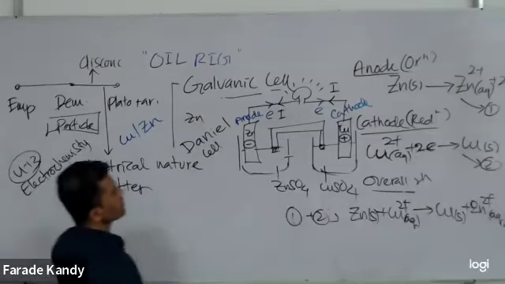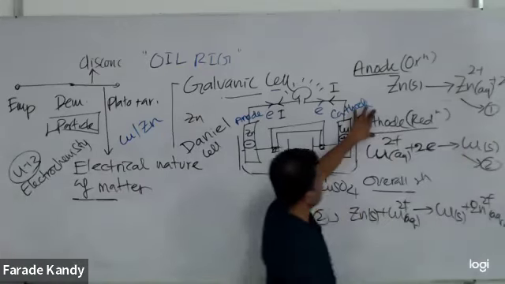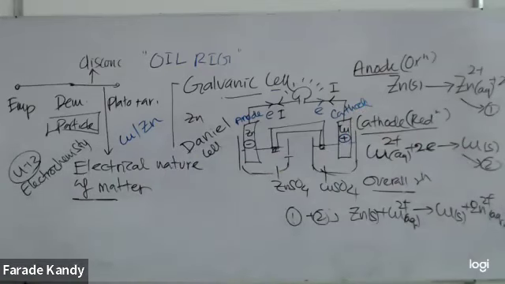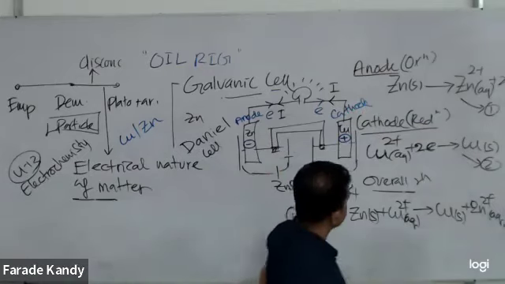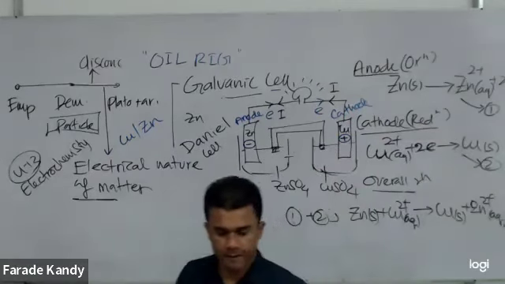Zinc to zinc 2 plus. Then write the subtopic cathode. Under that, write down in point form: reduction reaction takes place.